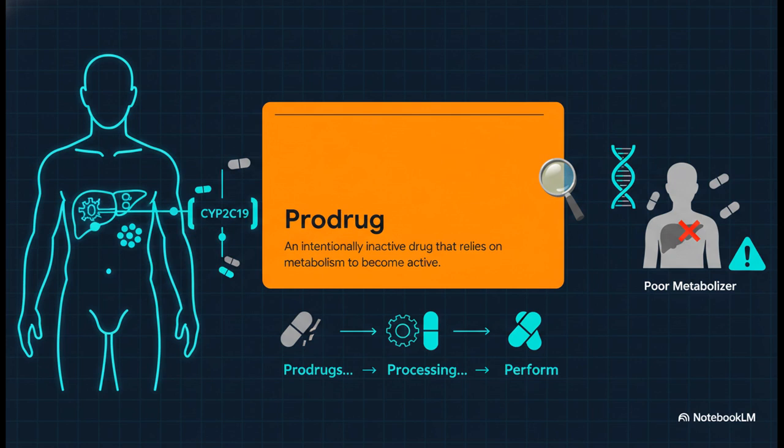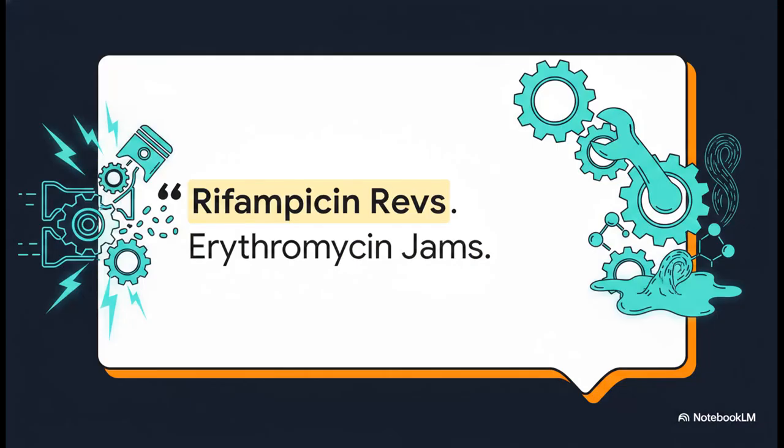But if a patient genetically has poor CYP2C19 metabolism, the drug never actually turns on. This is precisely why some patients tragically suffer stent thrombosis, a blood clot in their heart stent, despite religiously taking their clopidogrel. Because these enzymes are so crucial, mixing medications becomes a dangerous minefield.